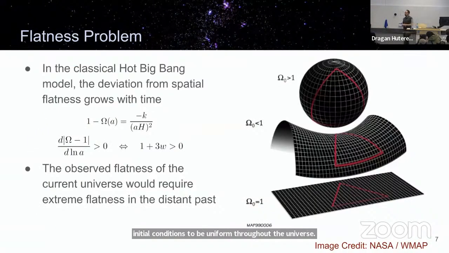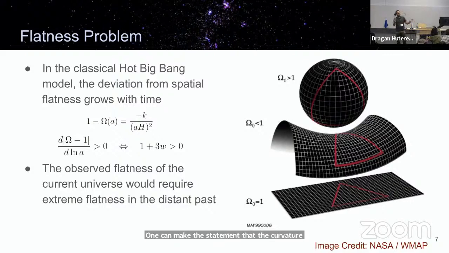There's another problem with the classical hot Big Bang scenario, which is called the flatness problem. In the ordinary classical hot Big Bang scenario, in which the universe was only ever filled with ordinary matter and ordinary radiation, one can make the statement that the curvature parameter, that is the deviation of the total energy density in the universe from the critical density, grows in time. It only ever grows in time in an ordinary classical hot Big Bang scenario.